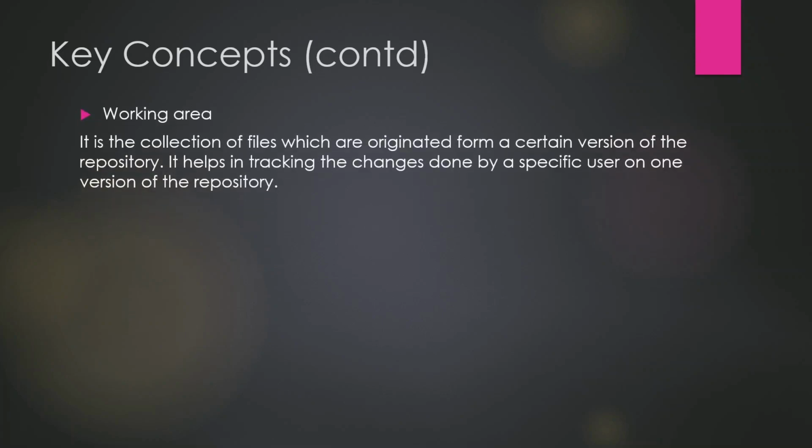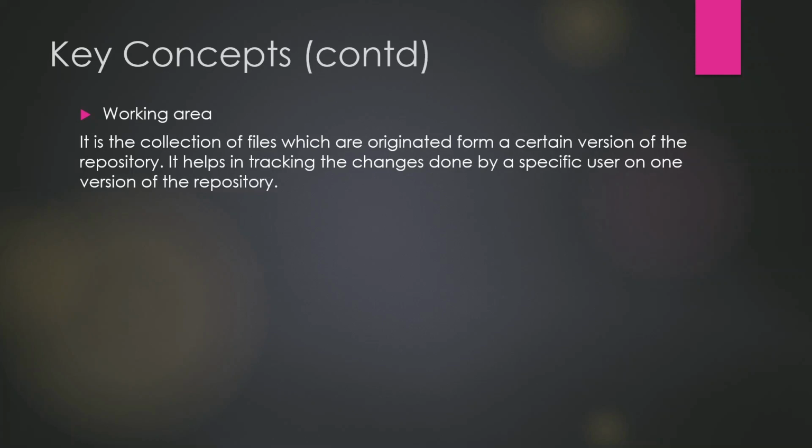Now we are going to talk about the working area, or staging area, of a Git repository. You can say that a working tree in a Git repository is the collection of files which originated from a certain version of the repository. It helps in tracking the changes done by a specific user on one version of the repository. Whenever an operation is committed by the user, Git will look only for the files which are present in the working area and not at all in the modified files. Only the files which are present in the working area are considered for commit operation. The user of the working tree gets to change the files by modifying existing files and removing or creating files.